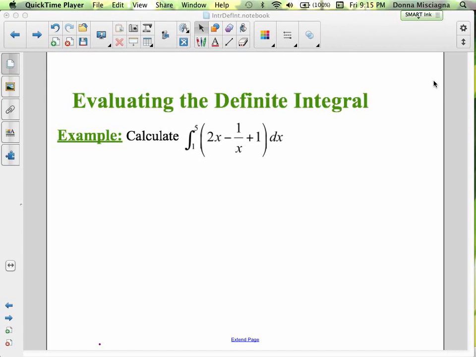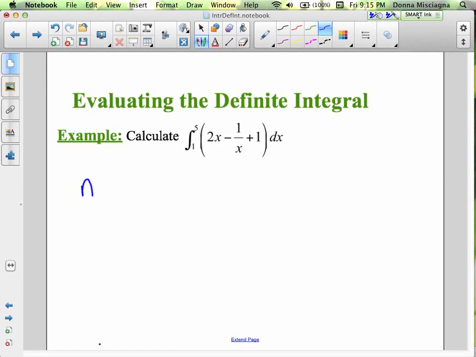Welcome to evaluating the definite integral. We're going to use some properties of our definite integral to evaluate area under the curve. Actually, all of these that we're going to look at would be positive, so it really would be area. All right, so let's look at the first one.